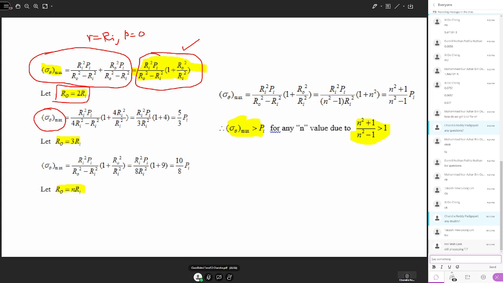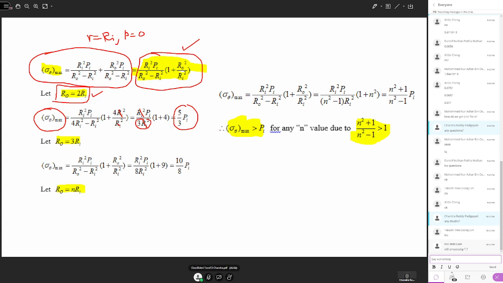You can cancel Ri square, and here 4 Ri square minus Ri square becomes 3 Ri square. You can cancel again, so here you can cancel Ri. So basically the ratio of the maximum tangential stress is 5 by 3 times Pi. This is when the outer radius is 2 times the inner radius.